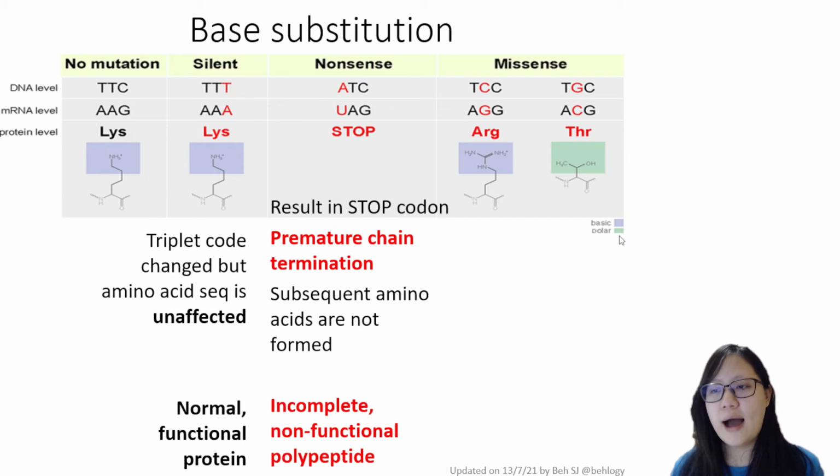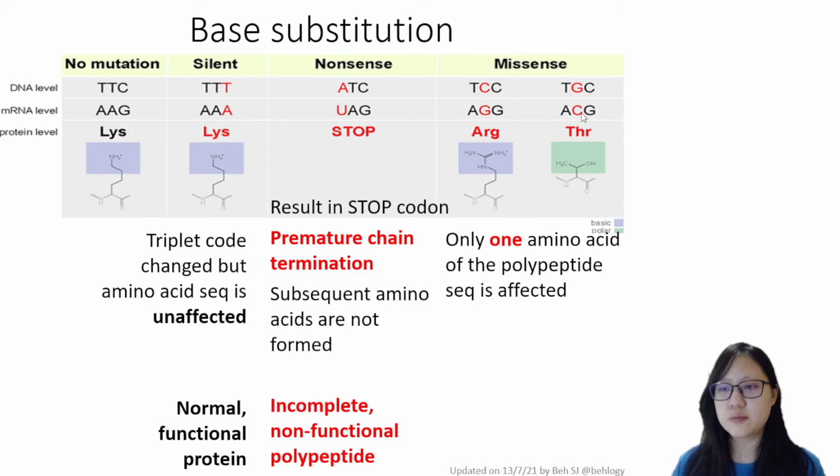Now, how would this affect the polypeptide chain? Missense mutation, as we know, causes one amino acid of the polypeptide sequence to be affected. So one amino acid is changed only. It's not a stop codon where all the other subsequent amino acids are not formed. Only one amino acid is affected here. Lysine becomes arginine, lysine becomes threonine. Everything else in the protein chain is fine.